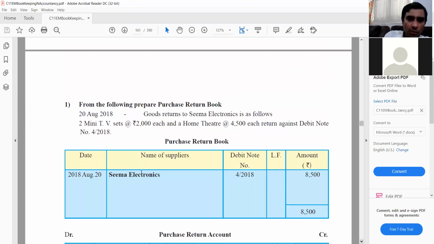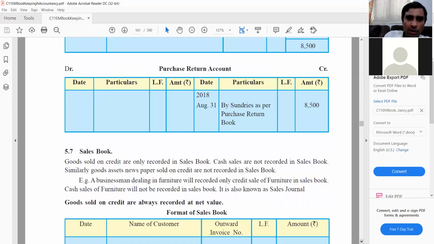Now, from the following, prepare purchase return book. 20th August, return goods to Seema Electronics is as follows. 2 mini TV sets, 2000 each. Home theater, 4,500 each, returned against debit note number 4 2008. So, 4 2008, Seema Electronics, date, you add these two, 4,000 rupees here, and this 4,500, 8,500. So, this is 8,500. We will skip the posting part of how it's posted in the ledger.